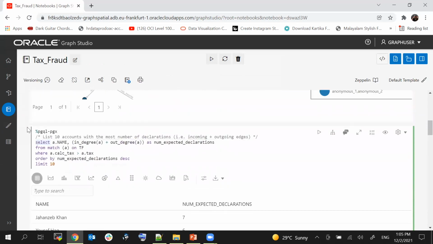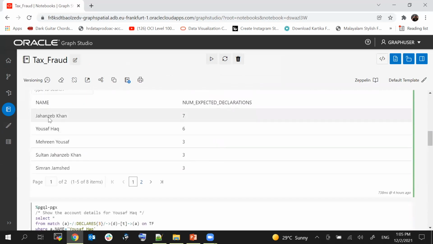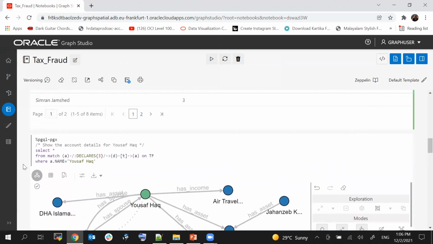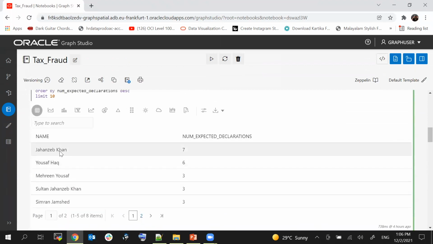So we can write such a condition and can get the list of people who could be influential in nature, and can give you the list in a very easy and fast way by just writing a query by leveraging the built-in functions. And now we know that Jahan Seb Khan and Yusuf Haq have the maximum number of declarations made.